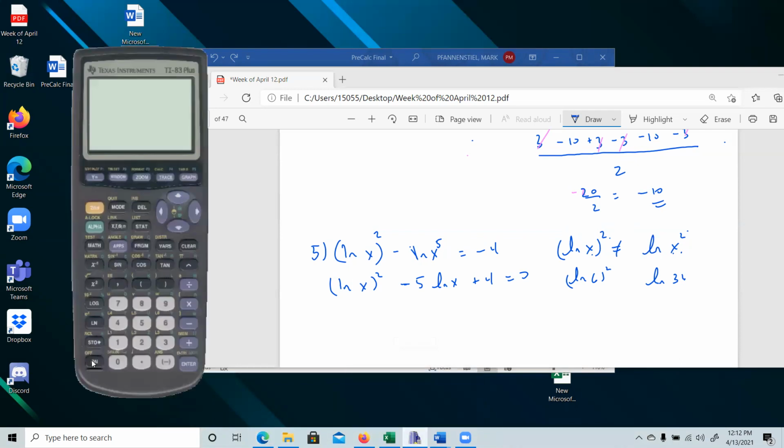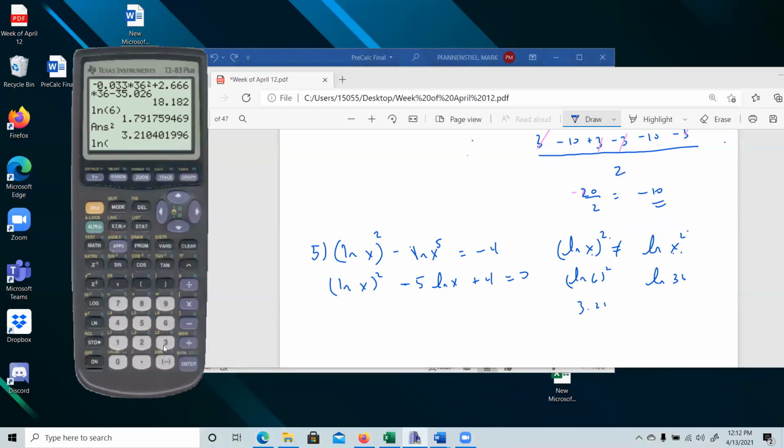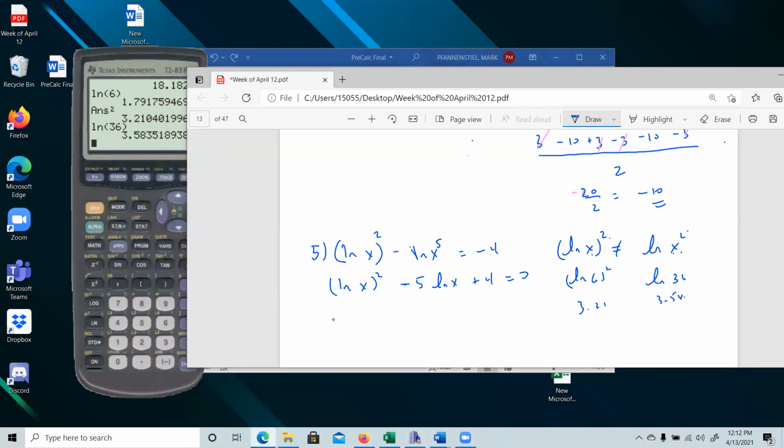Pick numbers that are far enough away from 0 so you're going to see what's going on. So we have natural log 6. Enter, and then we're going to square this number. Beautiful. This turned out to be 3.21 some change, and then we're going to test out natural log 36 because that's 6 squared, and we got 3.58. So they're close, but they're not the same thing.